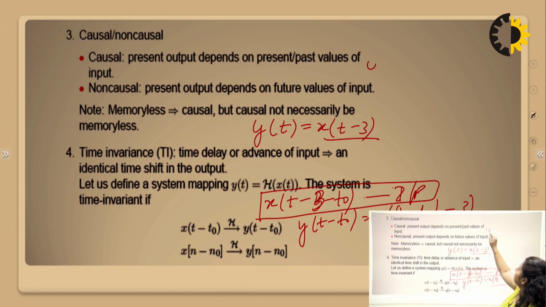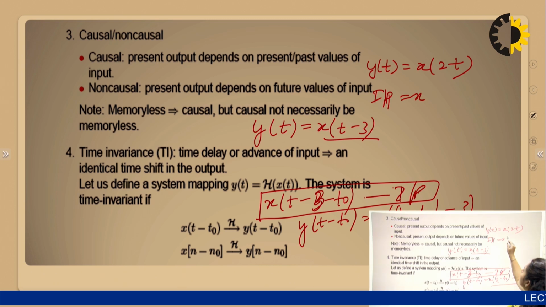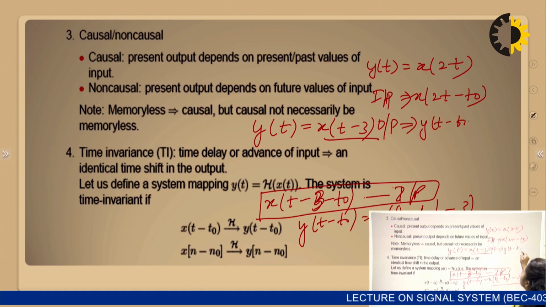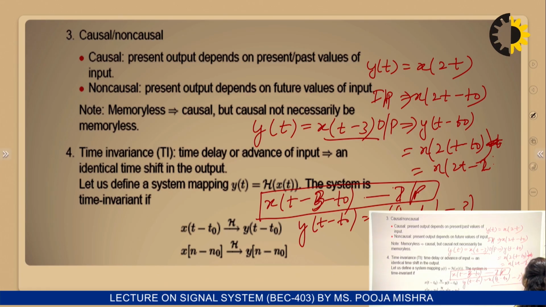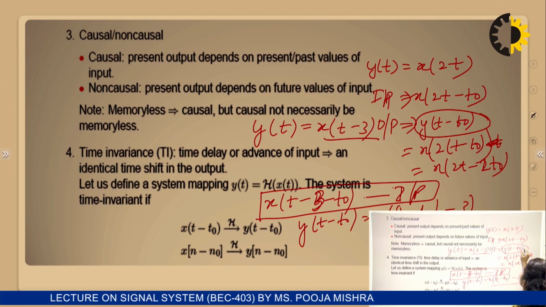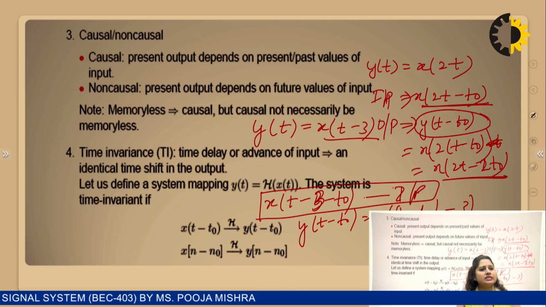On the other hand, if we write y(t) equals x(2t), in this case the input delay is x(2t minus t0), but the output delay, y(t minus t0), is equivalent to x(2(t minus t0)), which is x(2t minus 2t0), which is different. So the value I calculated on the input side is not equivalent to the output side. In this case, the system is a time variant system.